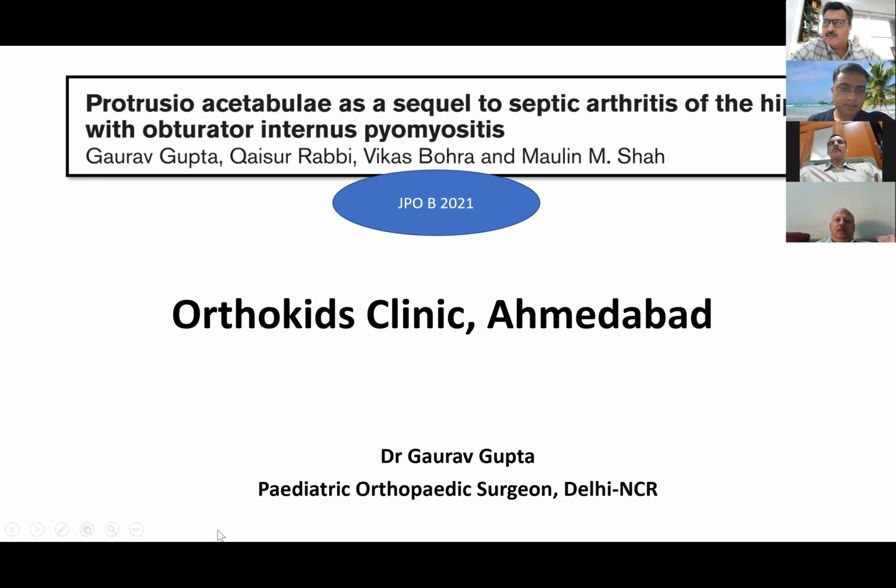So the key point which I always tell my fellows is, when an older child or adolescent presents with signs of septic arthritis, just don't go right away in with an ultrasound only. You have to get an MRI, because on ultrasound you will not be able to see this obturator internus abscess. So MRI should be done.